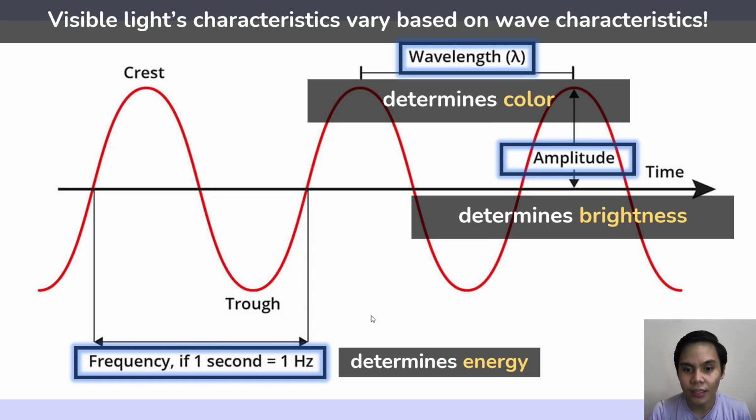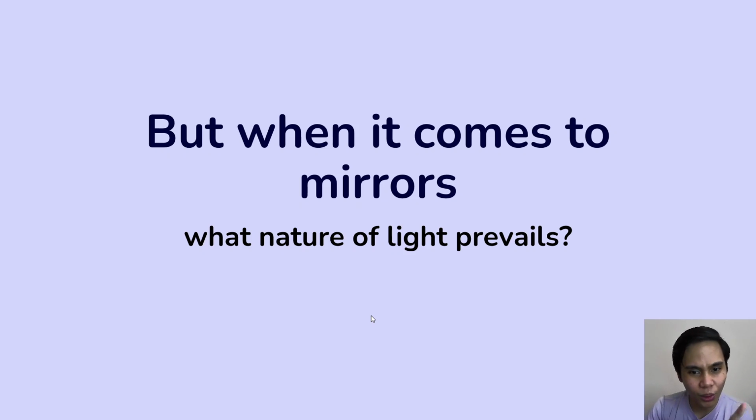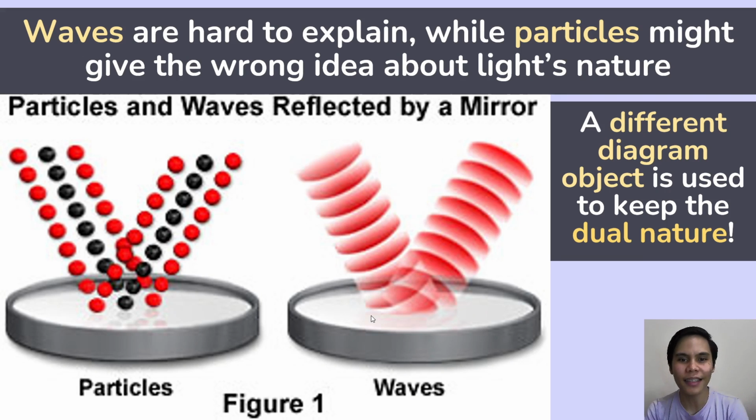And the frequency determines the energy of light. So that determines whether it's visible light or ultraviolet light and so on. Okay? But when it comes to mirrors, what nature of light prevails? So mirrors are things that reflect light. So waves are hard to explain, while particles might give the wrong idea about light's nature.